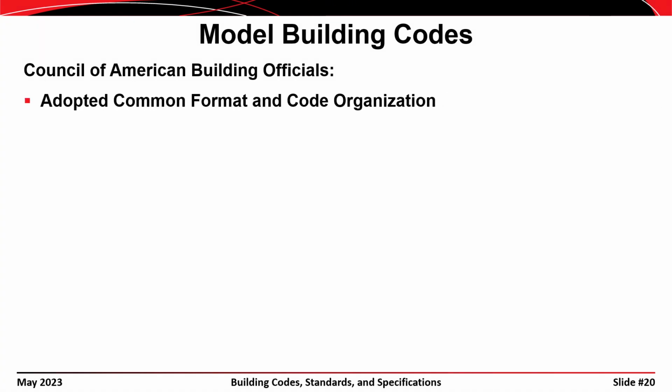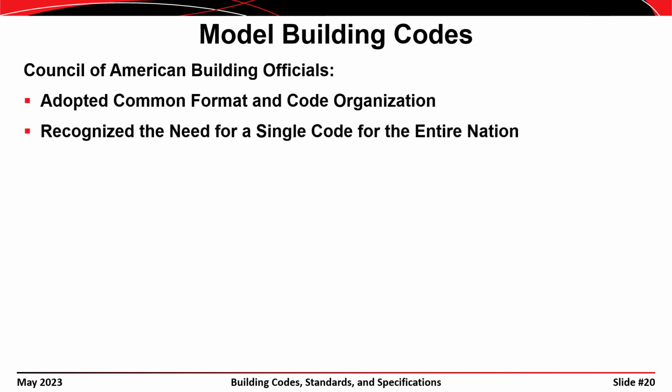One of the first major achievements of CABO was to adopt a common format by all three model code organizations. For example, you could expect to find provisions covering snow loads in the same chapter of all three codes. The provisions might be different, but at least it was easier for an engineer working on projects in different parts of the U.S. to find the provisions in each of the three model codes. CABO also recognized the need and importance of developing a single code to replace the three existing model building codes.